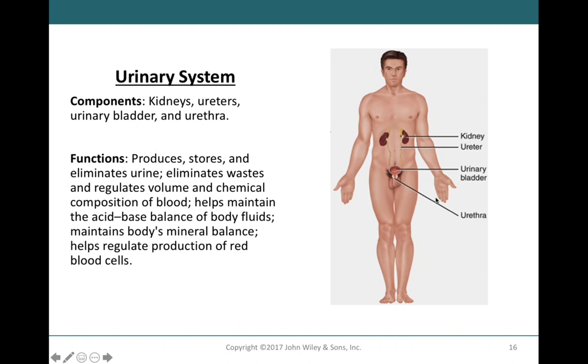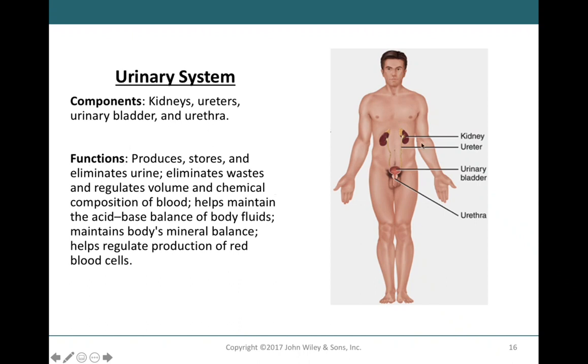So the kidneys, their main function is to filter the blood. Blood runs through the different tubes, the different vessels in the kidneys, and that helps to filter the blood. The kidney does a lot of different things, but eventually it helps us to produce urine. So our first major function is to produce, store, and eliminate urine.